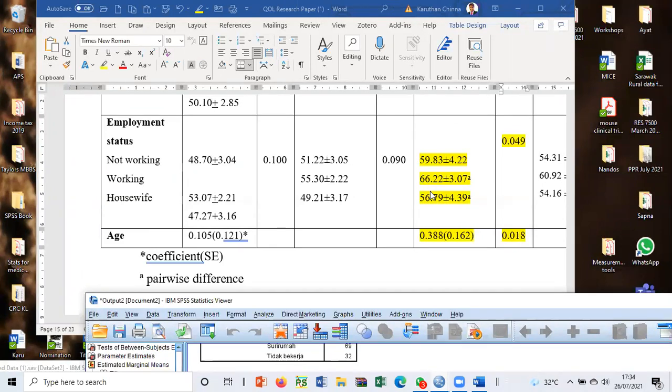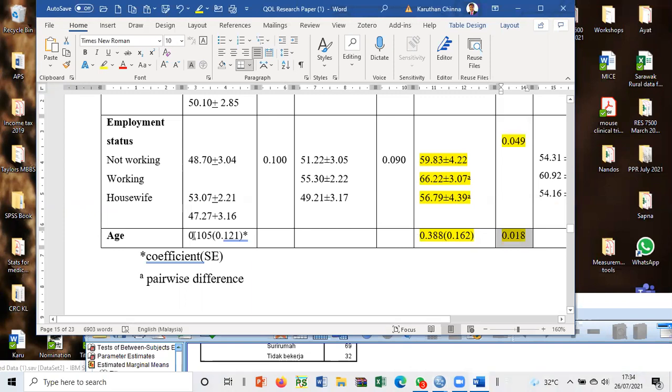Are you okay? Right. How do you explain this? Yes. Age is significant. How do you explain this? Here we said those working have better social scores compared to housewives. How do you explain age? The older people are better off, right? This is positive, isn't it? Very positive, right? So the older they are, the better off they are in terms of the social domain.